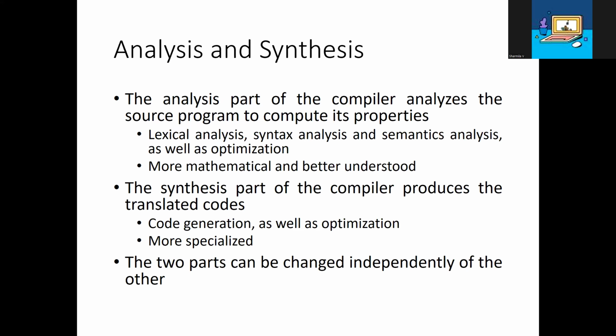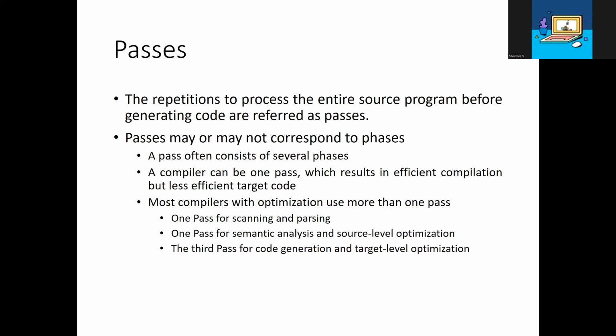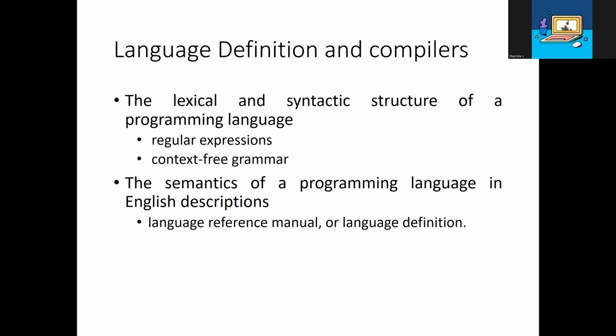In the analysis and synthesis phases, we convert the tokens and generate a tree structure, sending it to the semantic phase for type checking. Then we split into front end and back end, where code optimization is done, deciding whether to optimize the code. After optimizing, we pass to the one pass compiler, with one pass scanning and parsing. Then semantic analysis is done, and source level optimization is done in the semantic analysis.